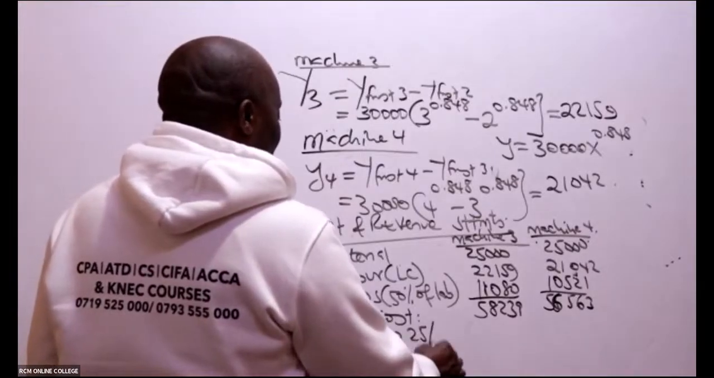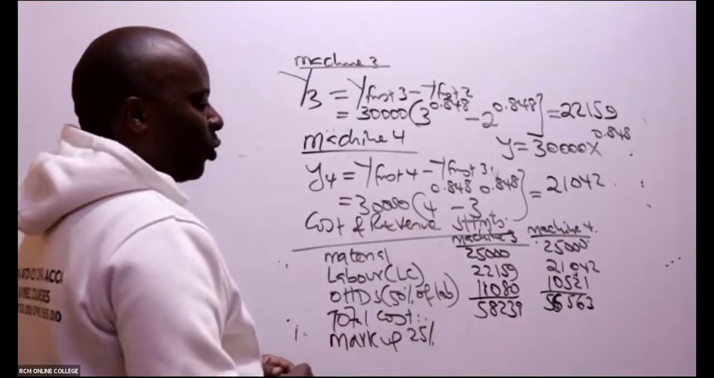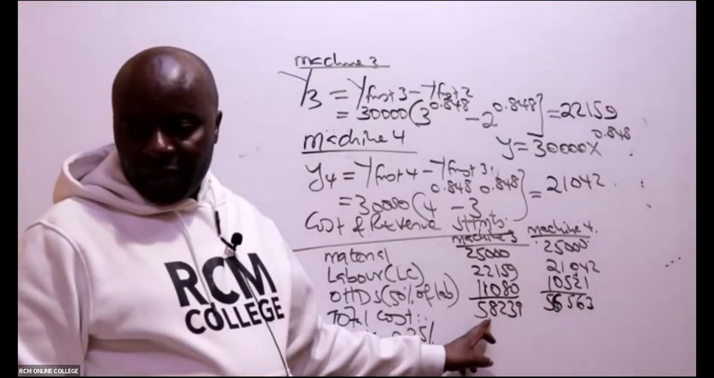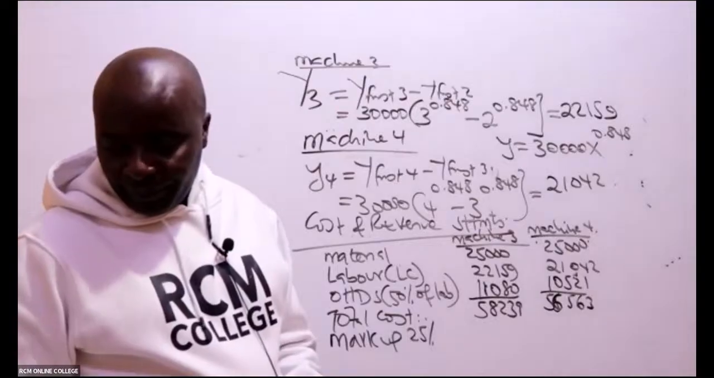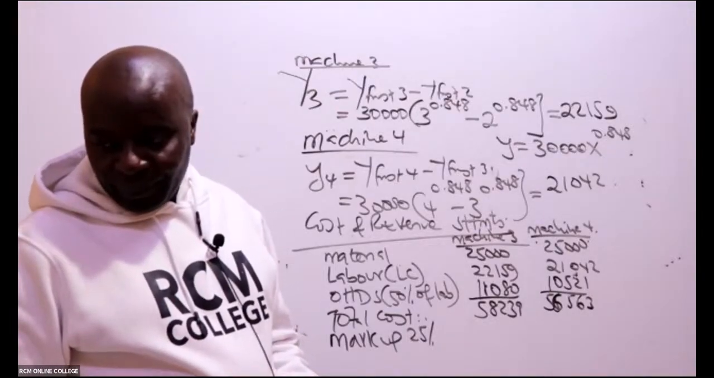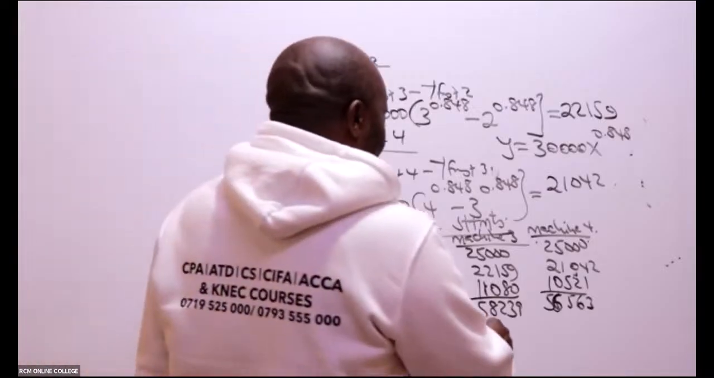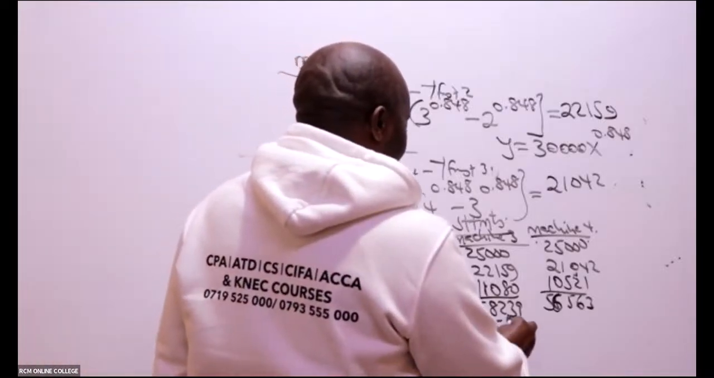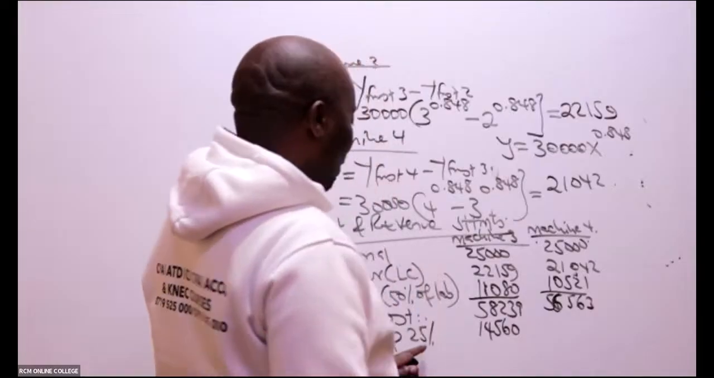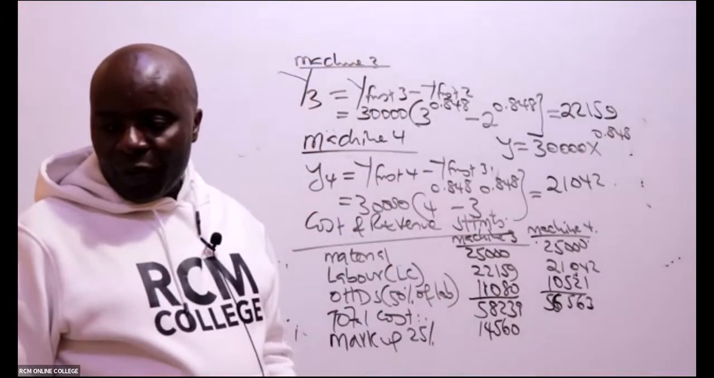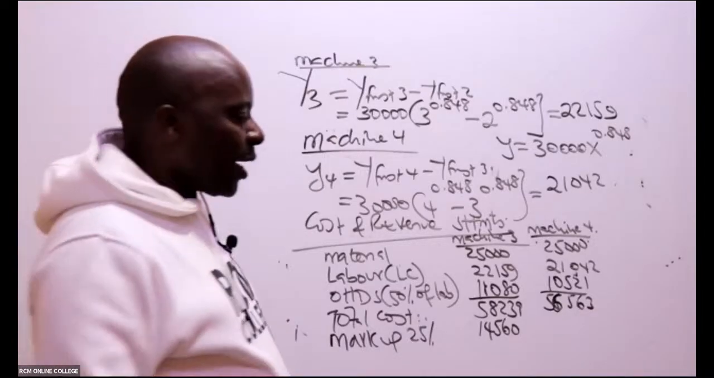Then come and give us markup. Markup is 25% of the cost. So 25% of this. 14,560. So we have here 14,560. How about 25% of this? 14,141.